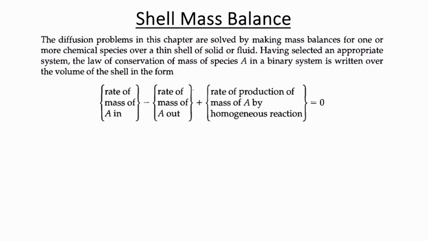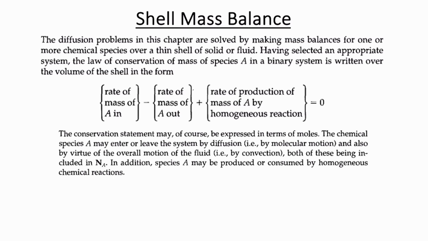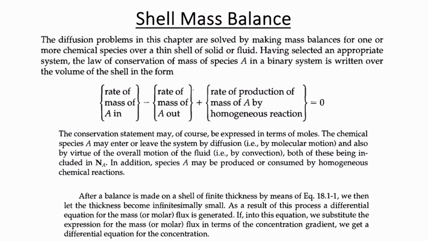Rate of mass of A in minus rate of mass of A out plus rate of production of mass of A by homogeneous reaction is equivalent to 0. The conservation statement may of course be expressed in terms of moles instead of mass. The chemical species A may enter or leave the system by diffusion, that is, by molecular motion, and also by virtue of overall motion of the fluid, that is, by convection. Both of these are included in NA. In addition, the species A may be produced or consumed by homogeneous chemical reactions.